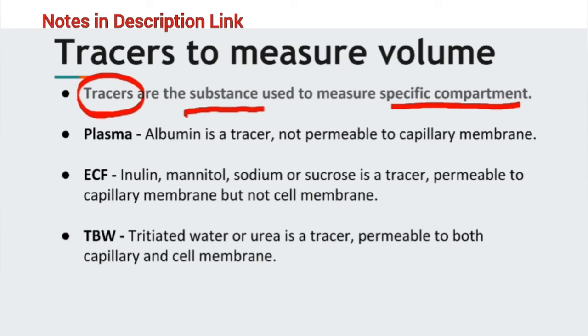So the tracer is the marker to measure that specific compartment. For the plasma compartment, albumin is a tracer. We already studied that albumin is not able to cross the capillary membrane because of its big size. So albumin is limited to the plasma, and we can measure the plasma compartment through albumin.